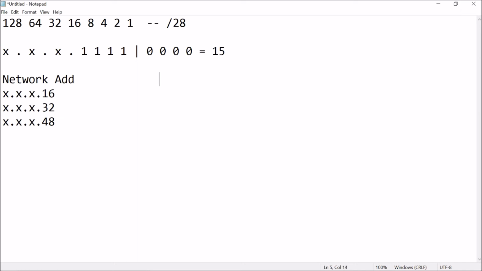So for the broadcast address, all you need to do is add this number to your network address host. Okay, so how do we do that? x.x.x.15 plus 16, that's 31. x.x.x.32 plus 15, that's 47. Or if you check, we usually just subtract one host from the next network address to get the broadcast address. Okay?